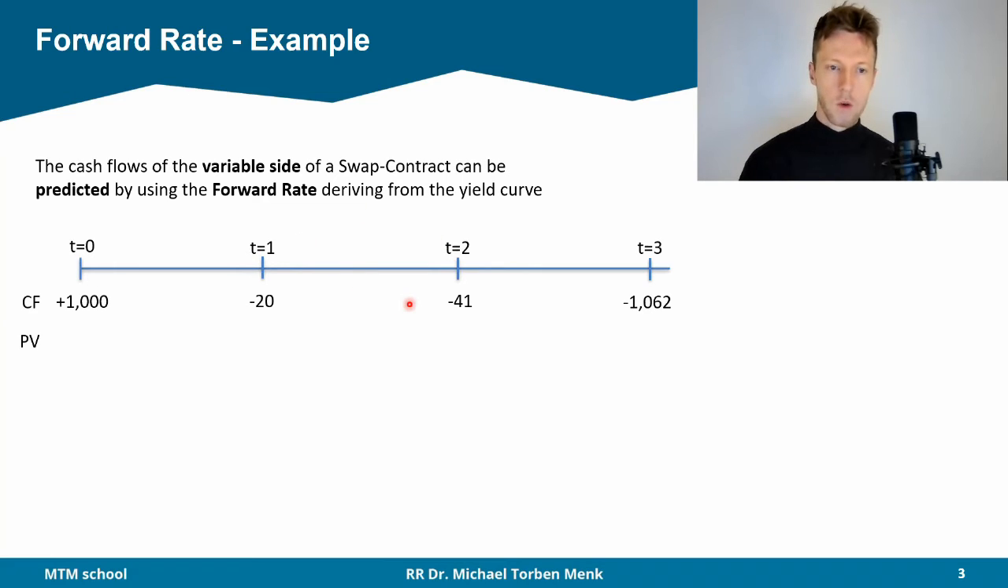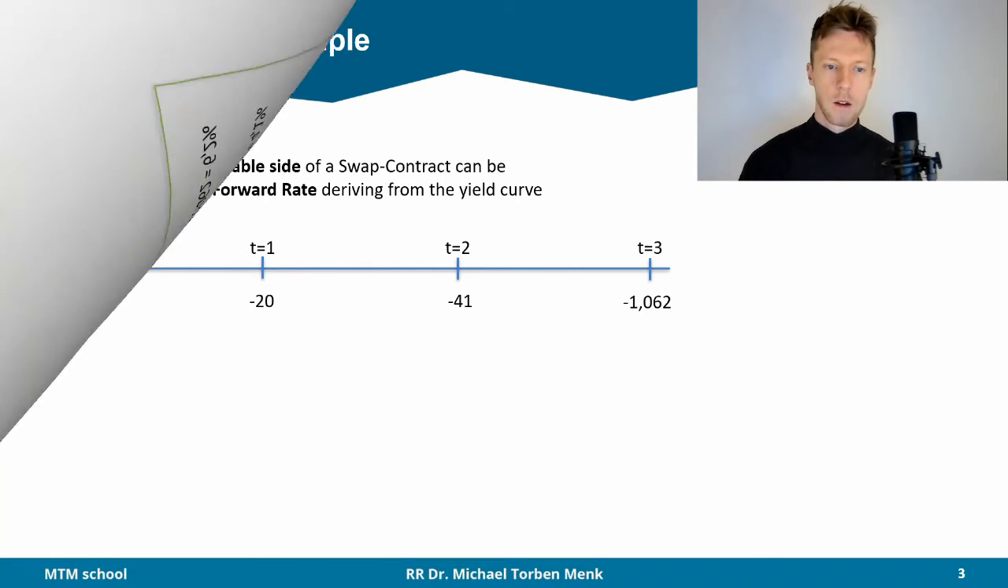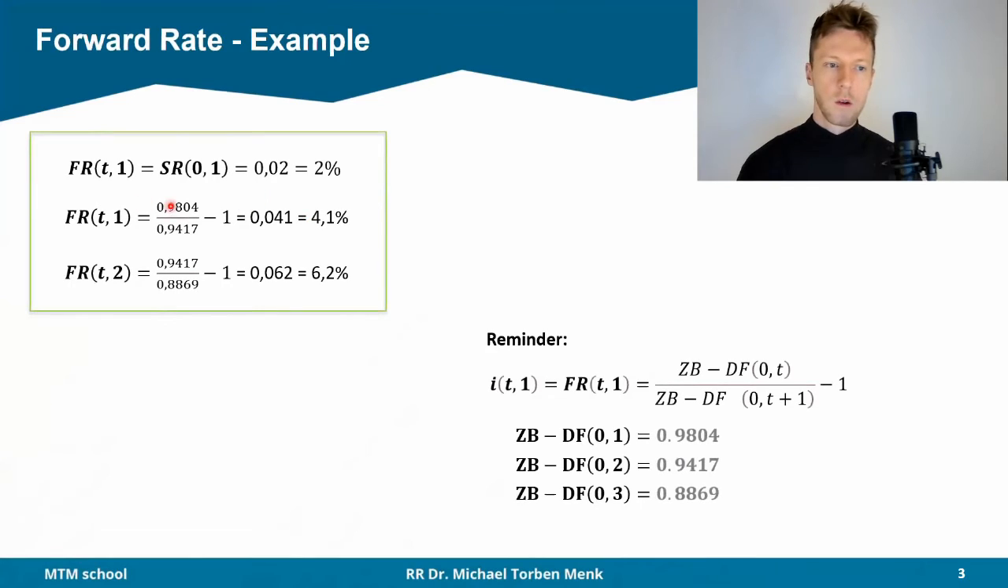And again, we go one slide back. We already calculated it from the zero bond discount factors, directly derived from the yield curve, and it will be 4.1%.